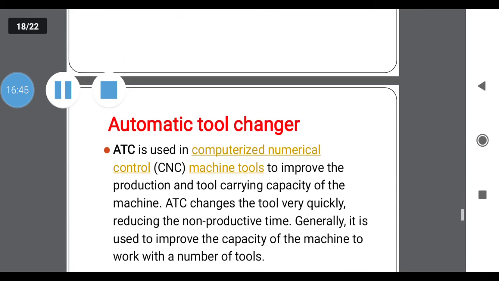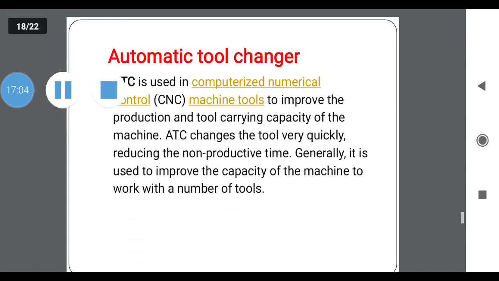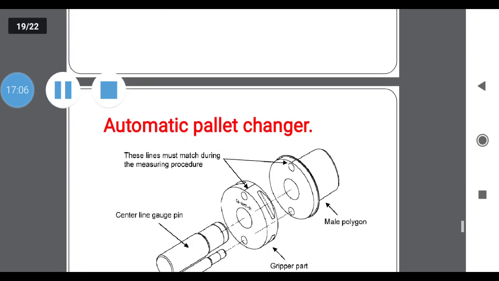That is the activity. This is a device. ATC is the device which carries the capacity of the machine very quickly and urgently in the productive time, reducing the non-productive time and reducing the unnecessary wastage in the machine to work with a number of tools. Next one is the pallet changer.